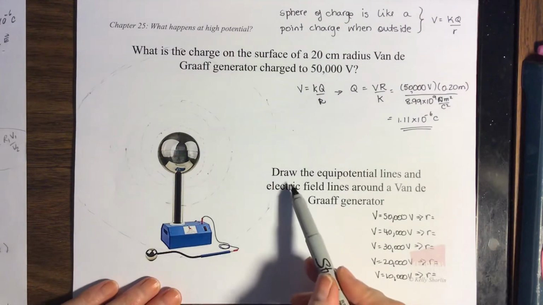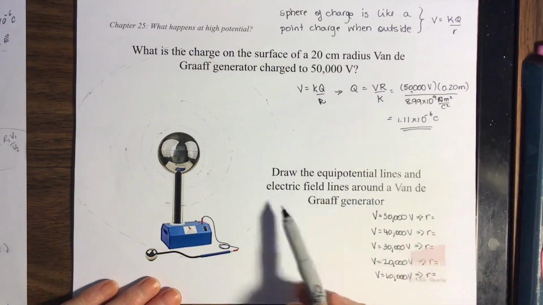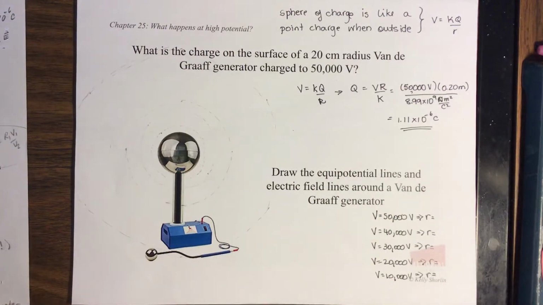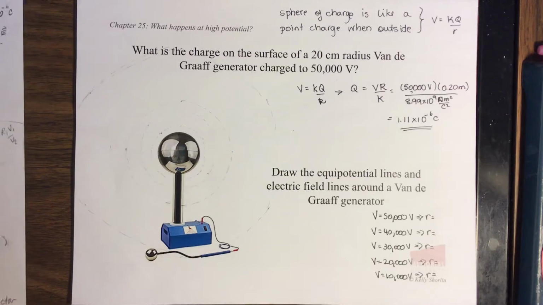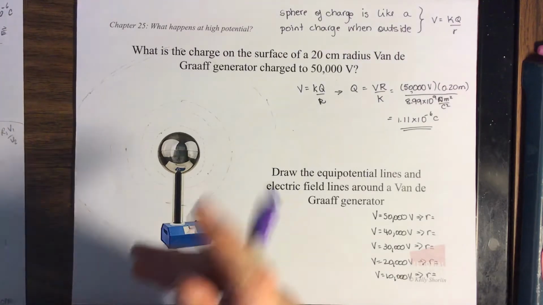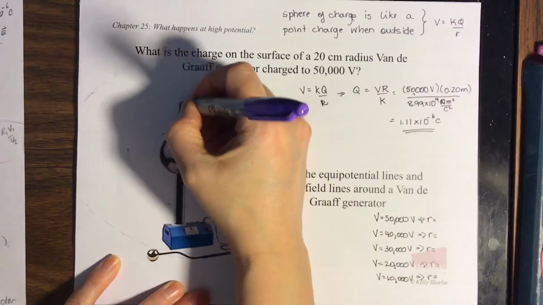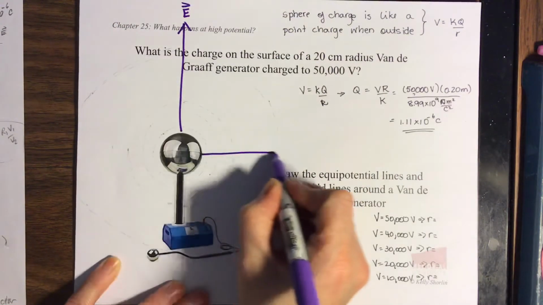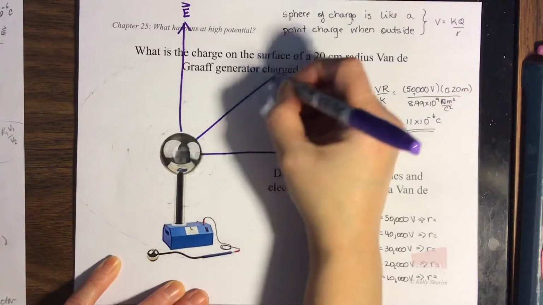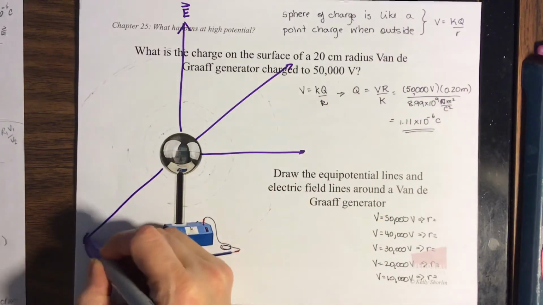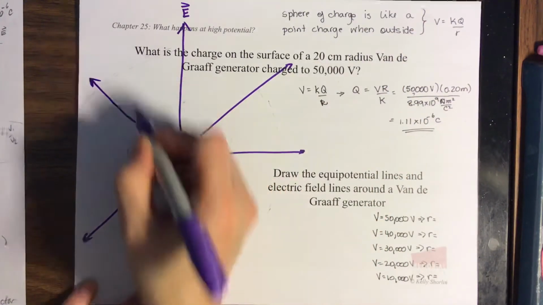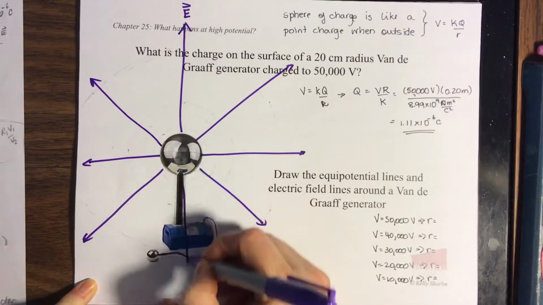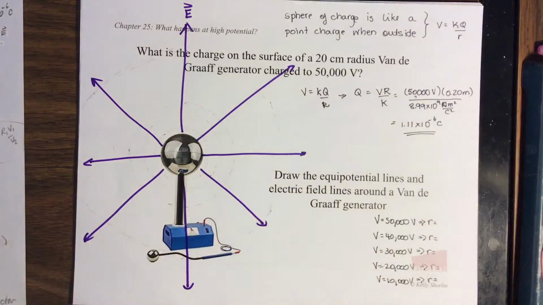Okay, next task. Let's draw the equipotential lines and the electric field lines around a Van de Graaff generator. So let's do the electric field lines first. It's a positive charge, so the electric field lines go straight out everywhere. And they'll go out evenly in all directions. So there are our electric field lines.